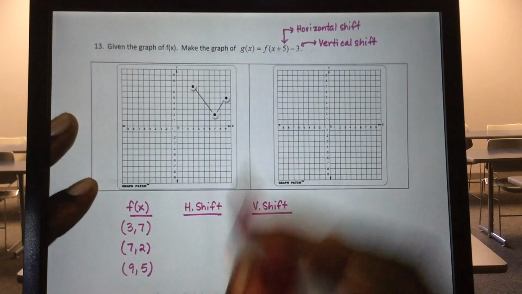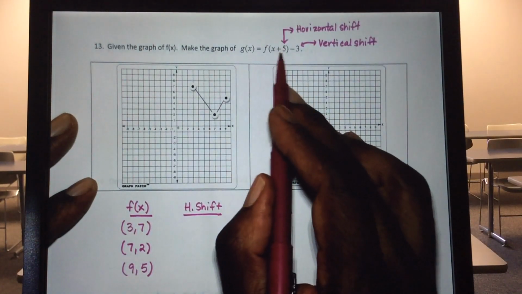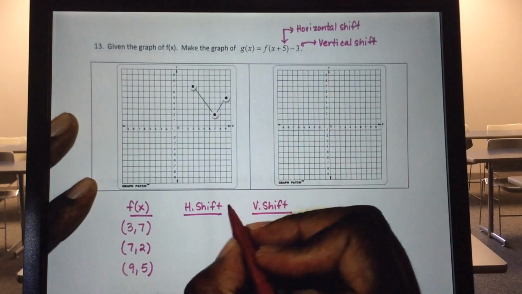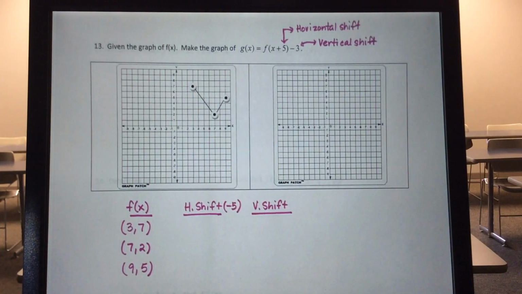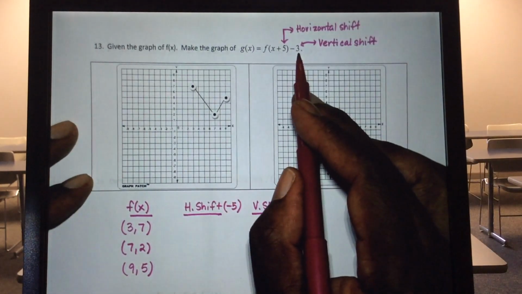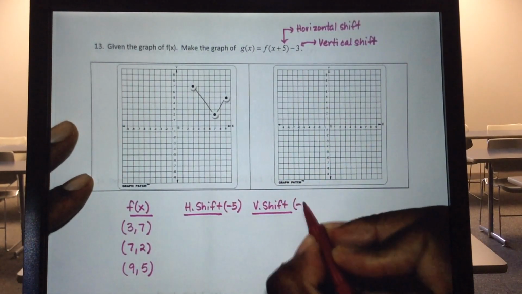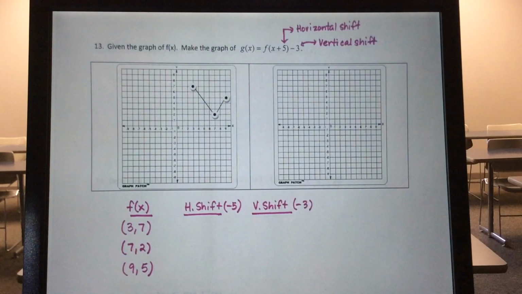Now for the horizontal shift, we have to do the opposite of what's inside the parentheses. It says add 5. The opposite of that would be to subtract 5. So we're going to be subtracting 5 from each x coordinate here. And then I got that minus 3 on the outside. That means I'm going to subtract 3 from each y coordinate because it is a vertical shift. Anything vertical means the y coordinate will be changing. Anything horizontal means the x coordinate will be changing.